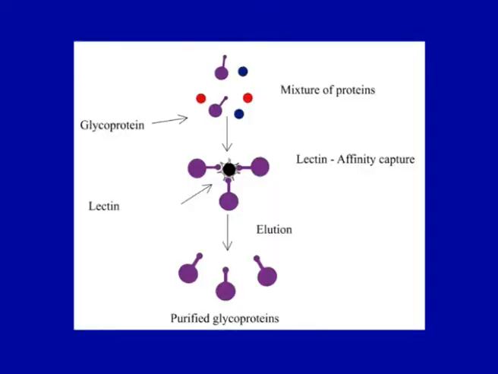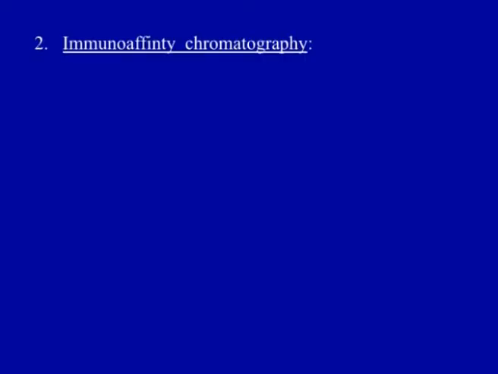So, if you see here, this is a very simple depiction: you have two kinds of proteins, one is glycoproteins, another are simple proteins. This is lectin, and so glycoproteins will bind, others will not bind in the mixture, and then you can elute it by having the monosaccharide, or different methods you can use for elution. So, this is a very simple depiction of this particular chromatography technique. Then there could be immunoaffinity chromatography.